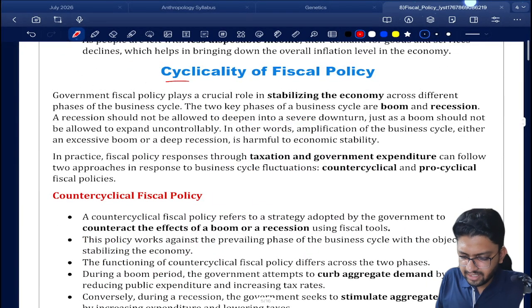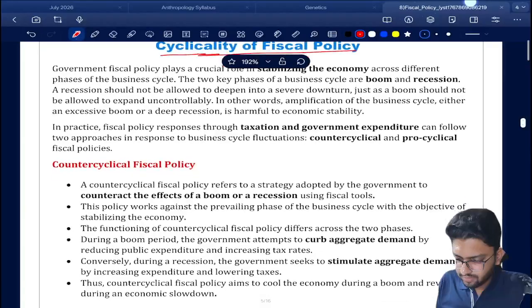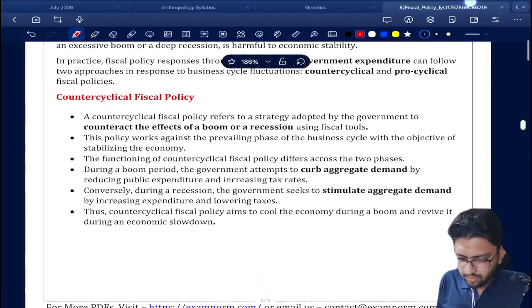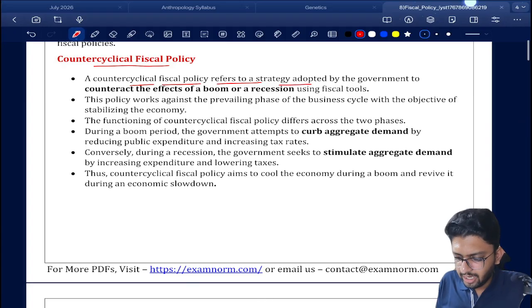Then we have cyclicality of fiscal policy. Counter-cyclical fiscal policy. The counter-cyclical fiscal policy refers to a strategy adopted by government to counteract the effects of a boom or a recession using fiscal tools.